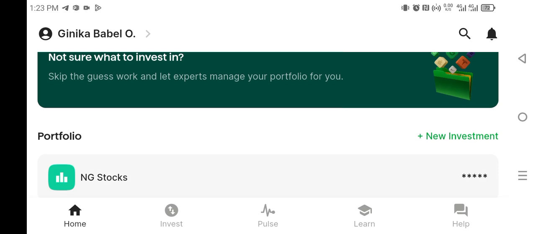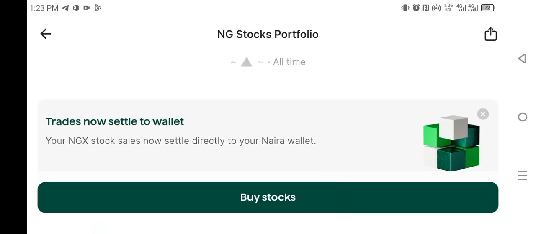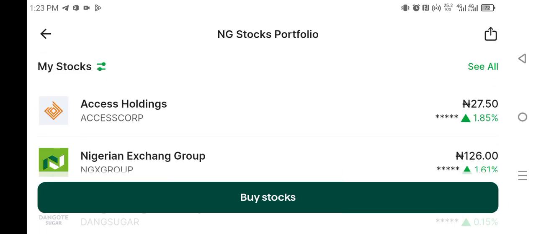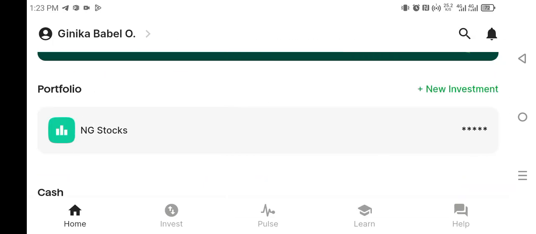And then we have your portfolio. Yes, your portfolio is where all the stocks you have are housed, right? So if we click on this NG stocks, I only have NG stocks. If you click on this NG stocks, it shows you all the stocks I have on my portfolio. Yeah, these are all my stocks. So portfolio just houses everything you have on your Bamboo app. All the stocks, all the shares you have are under your portfolio.